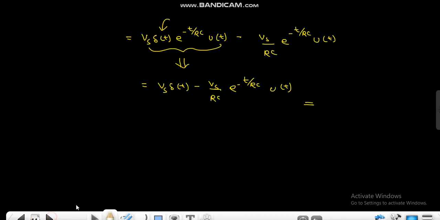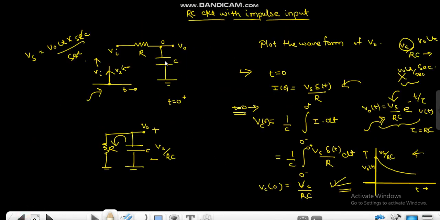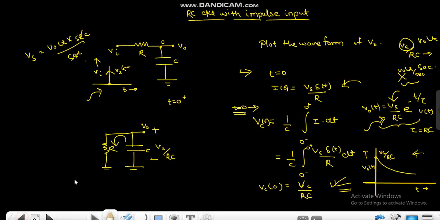And now there is one more way to write the expressions. So first we will go for this one. You know what the step response across the capacitor in this circuit is? No, not impulse response, step response. What is the step response? V naught T is the step response: V naught T is Vs into 1 minus e to the power minus t upon Rc into ut.